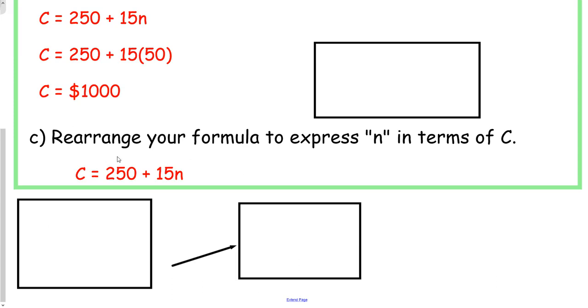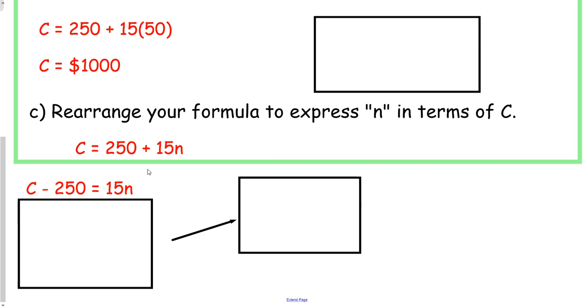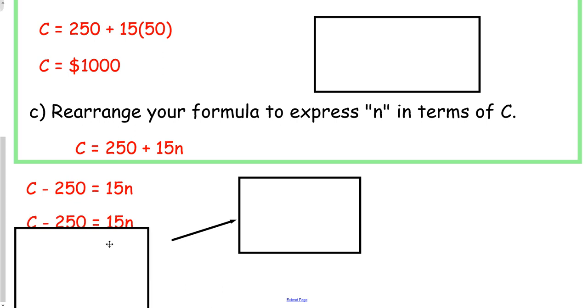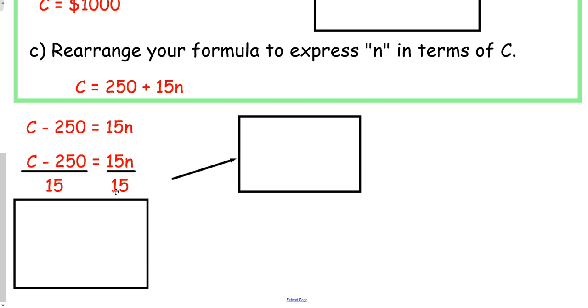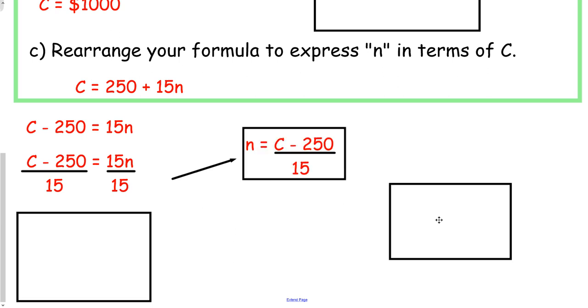Let's go back to question C and do that first. So let's rearrange the formula to express n in terms of C. So we want to rearrange this formula so that it starts with n. Okay, so using the same methods that we used in the questions above, you want to move this 250 to the left-hand side first, change the sign. So C minus 250 is equal to 15n. And now to isolate for this n, divide every term by 15. Okay, so I've done that here. These will simplify or cancel each other out. So we're left with n is equal to C minus 250 over 15.